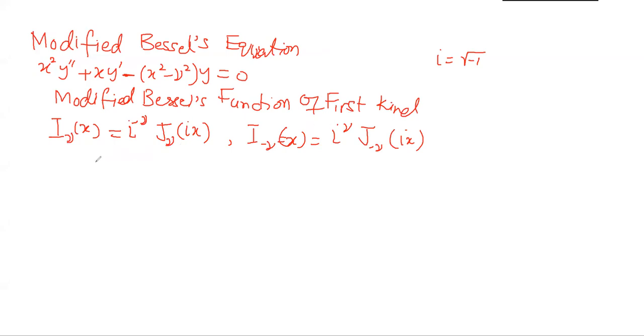Its solution, when nu is not an integer, will be similar to the case before. It will be c1 I nu of x plus c2 I minus nu of x, when nu is not equal to an integer. This is the same as before, but only the formulation is different. So we use the modified Bessel's function for this modified Bessel's equation.